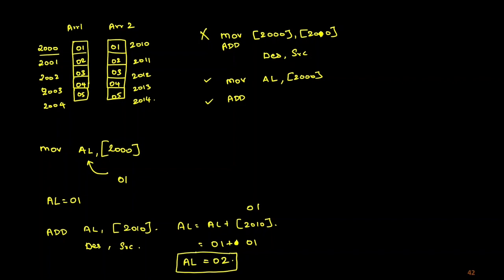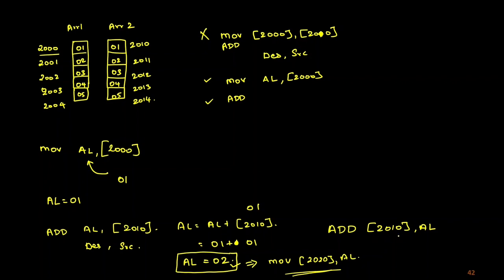Else, if I want to save it in a memory location, I can do it in this fashion also: add 2010, comma AL. After getting that element, I have to move it to a specific memory location. So I have to move to some location of 2020 the element of AL. I'm increasing one more memory location here.